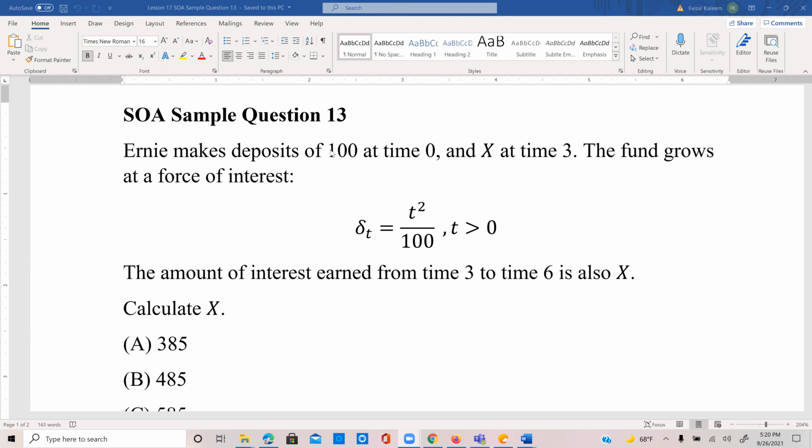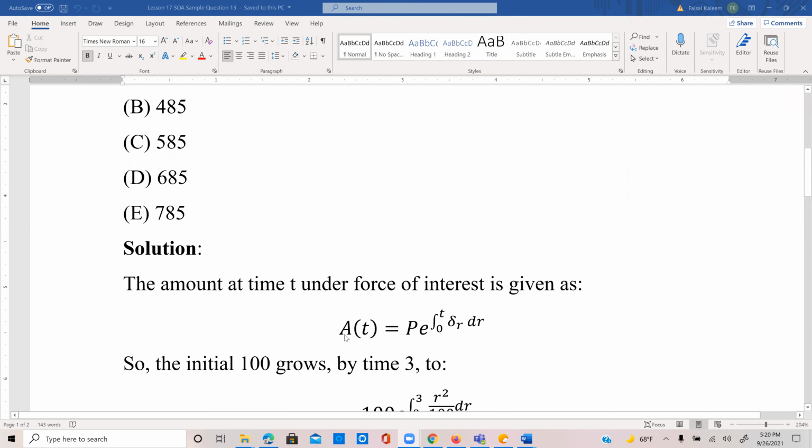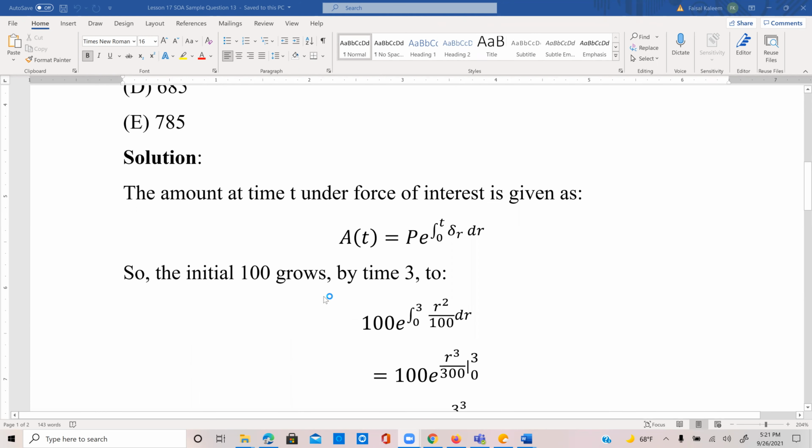from the beginning until time 3. So the initial deposit is 100, and we know that under force of interest, the amount function is A of t equals P e to the integral from 0 to t of delta r dr. And the initial principal in this case is 100. So by time 3, it will grow to 100 times e to the integral from 0 to 3, because we are trying to find what happens until time 3.